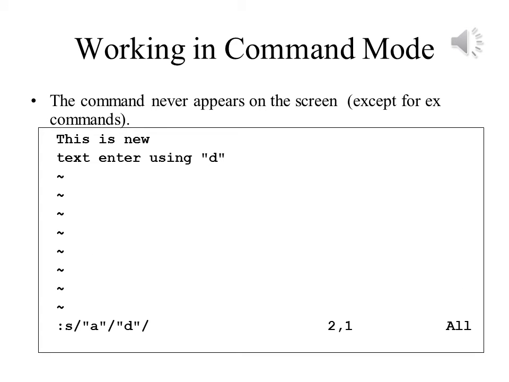What you're looking at here is where we have started typing text. And you'll notice on the bottom it says colon, S slash, an A in double quotation marks, slash, and a D in double quotation marks and a slash. What it'll do is it will look at the next A on the given line, and it will replace that with the letter D. This is on line 2, column 1. Obviously, also, this is the only text that we have. This is an example of using an EX command inside VI.